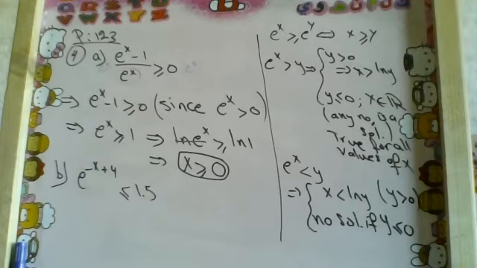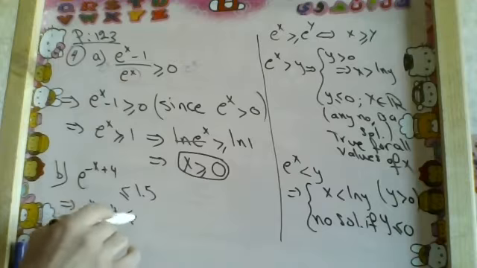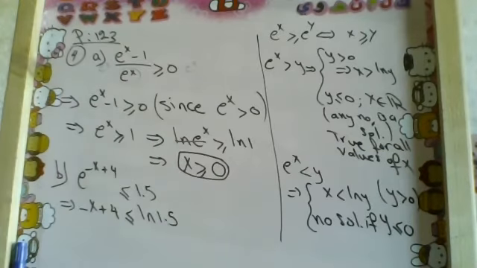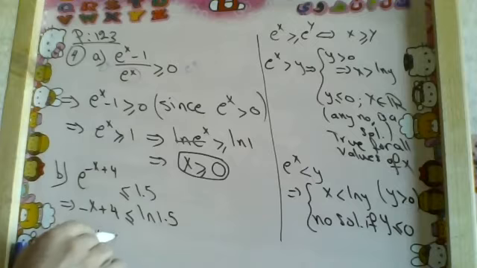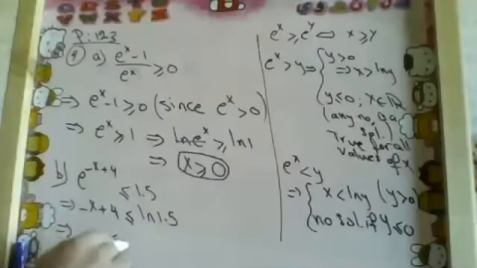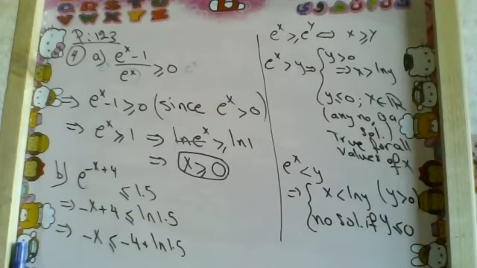استاذ بنحط minus x plus 4 أصغر or equal to ln 1.5. اوكي. يعني ناخد ال 4 على الطرف التاني minus 4 ونطلع negative x less than or equal to negative 4 plus ln 1.5, or ln 1.5 minus 4. طيب بس هون طلع عندي negative x انا بدي x. فبنقسمه over minus 1, or multiply by negative 1.